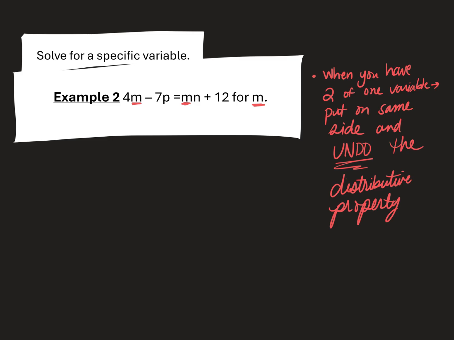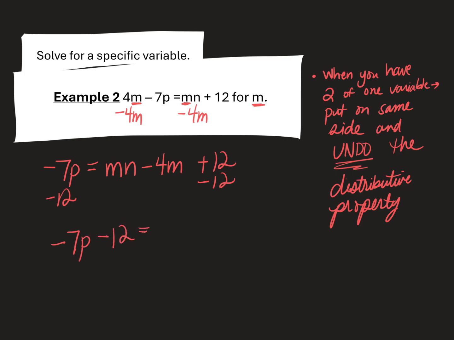Okay, so I am going to move the m's to the same side, and then I'm going to move the 12 to the other side with the minus 7p. I'm going to subtract 4m first. So I'm going to have negative 7p equals mn minus 4m plus 12. Then I'm going to move this 12 to the other side by subtracting 12. So negative 7p minus 12 is going to equal mn minus 4m. And now I have the terms that have an m in them on the same side.